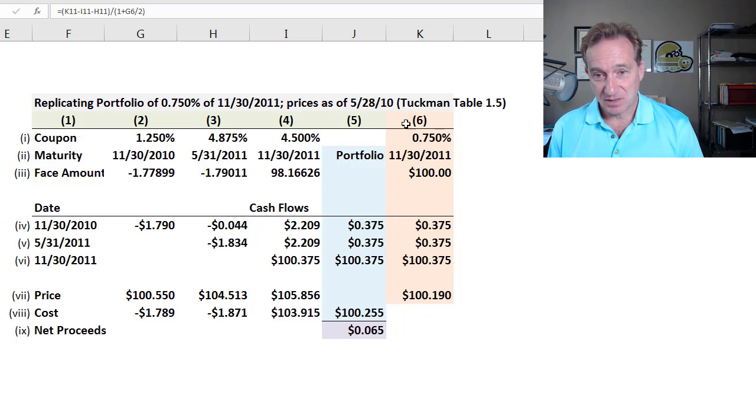Just to recap, column 6, here's the bond that's trading cheap, right? We construct the replicating portfolio, and that we know is going to have a higher price due to the law of one price. Its total price of the replicating portfolio will be $100.25. So we purchase the bond that's trading cheap. We sell the replicating portfolio for the higher price. We can immediately pocket the difference of 6.5 cents, and the future cash flows are net zero, ensuring our arbitrage.